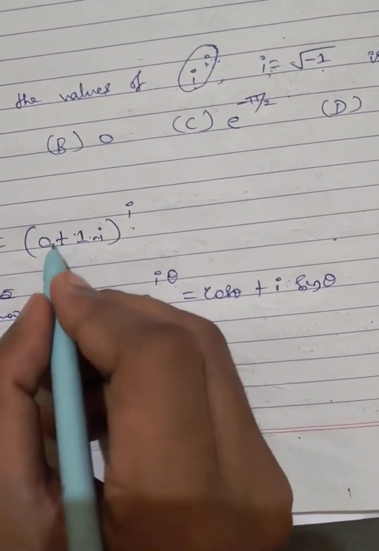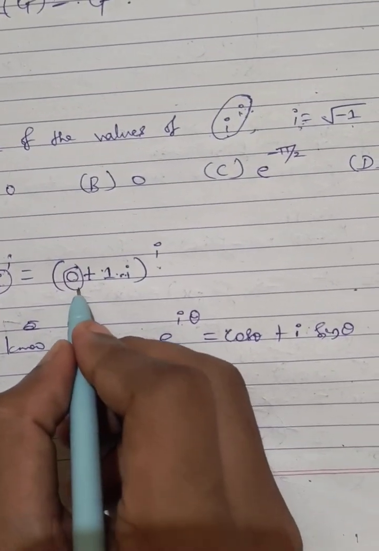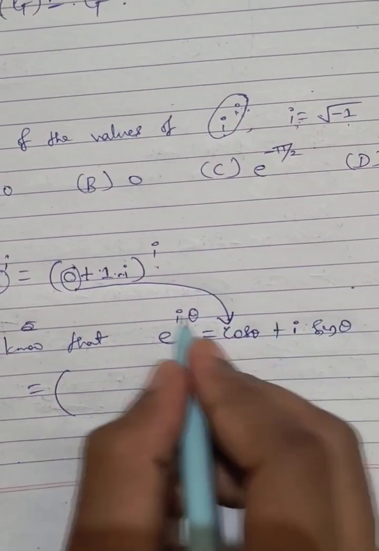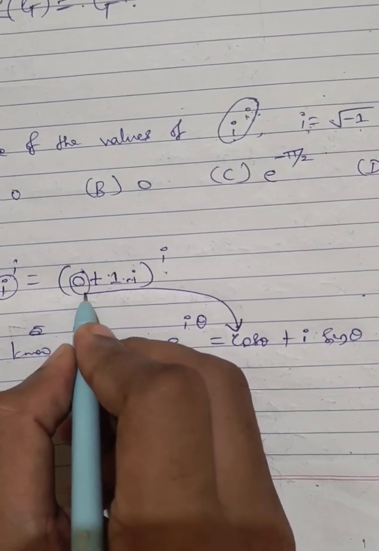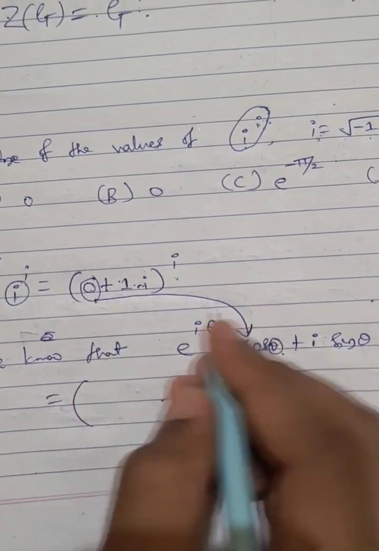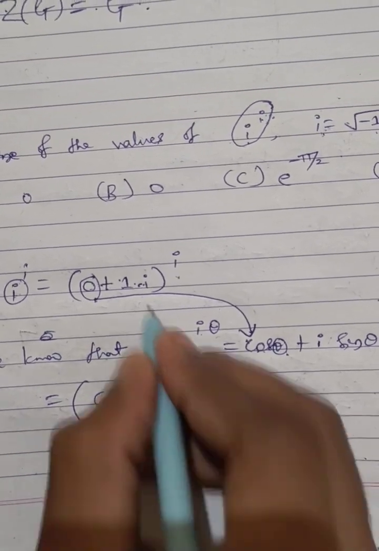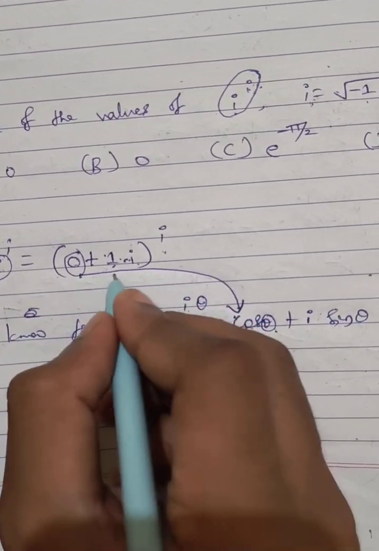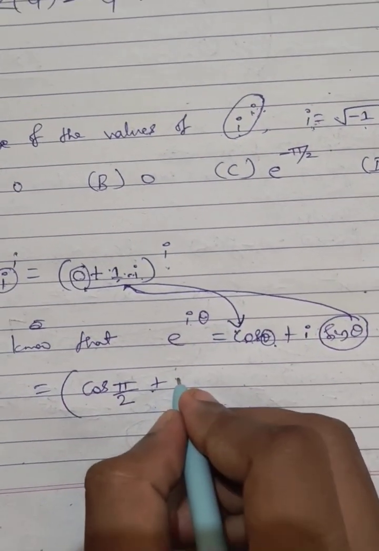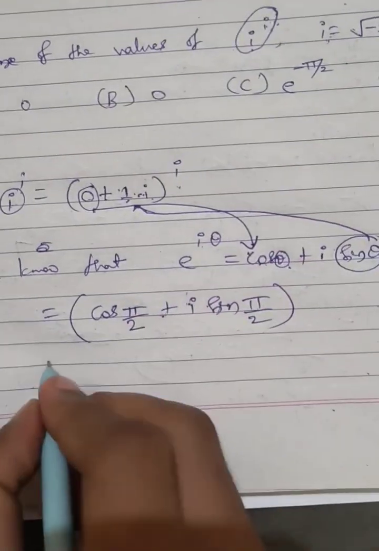Now apply this Euler's formula here. Compare with 0: we need cos theta equal to 0 here. At which angle does cos theta become 0? Obviously at 90 degrees, that is cos pi by 2. Plus, again we need i into 1, meaning sin theta becomes 1. When does sin theta become 1? Again at 90 degrees. So that is i into sin pi by 2. Is it clear, students?